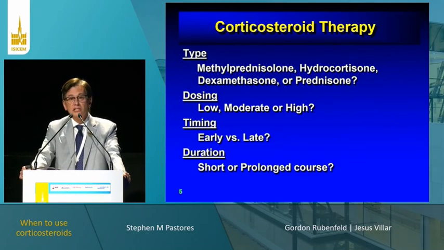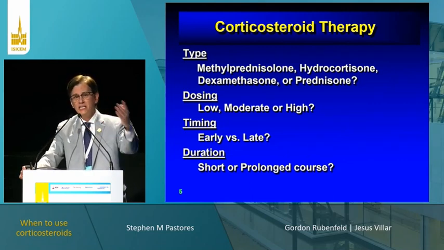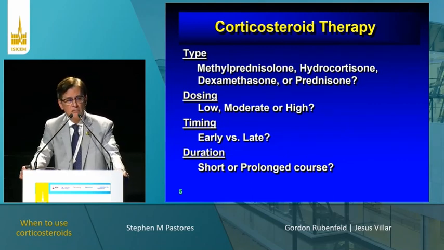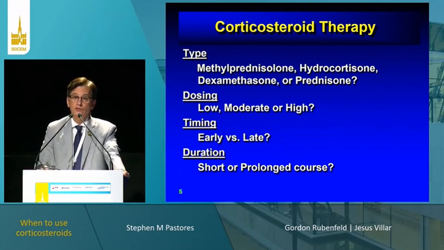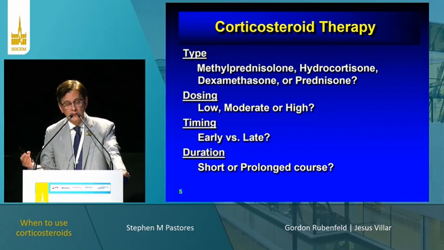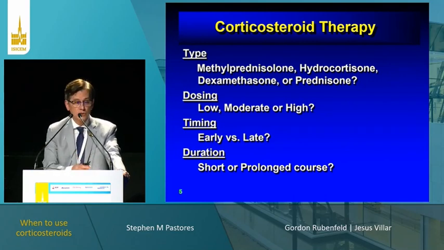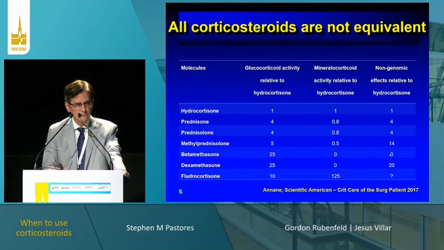I mentioned the central questions when we think about corticosteroids in ARDS, or even in sepsis or severe community-acquired pneumonia. We can talk about the type of corticosteroid. We can talk about dosing. Are you favoring low, moderate, or high dose? Should you use it early? What's late? And whether you're using it for short or prolonged duration.